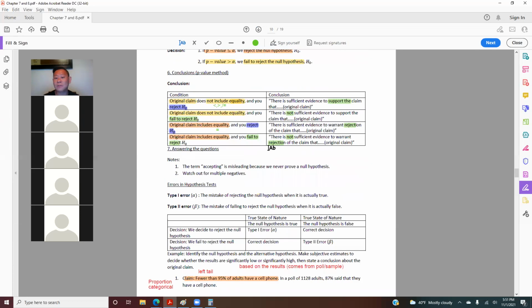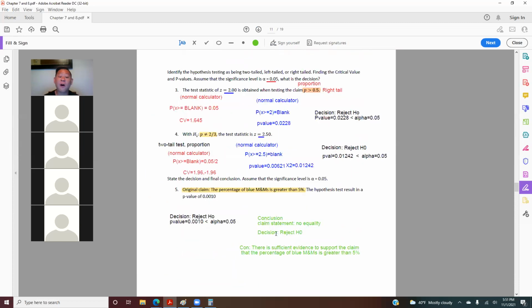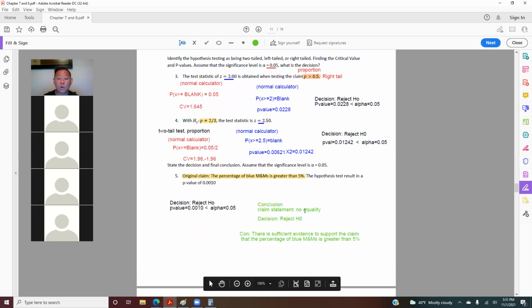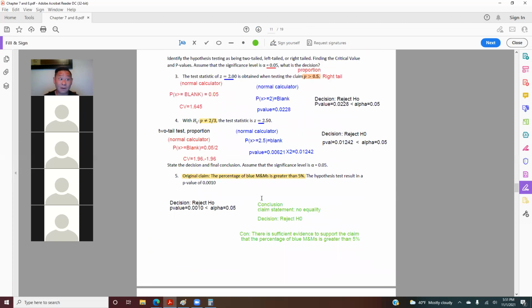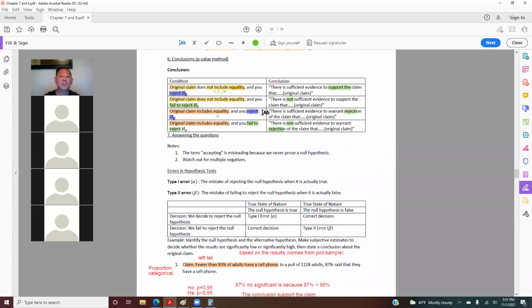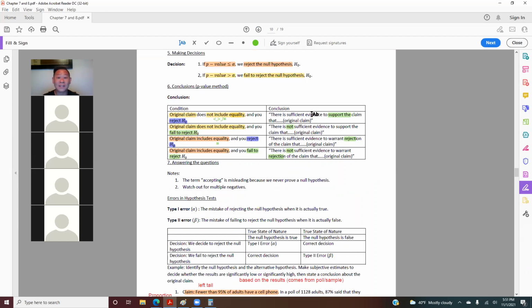You see all the tables here, they've got the original claim. This original claim is copied and pasted from the original claim given in the question. You actually have to write it out literally. So this is how you do your conclusion based on your decision here and based on your claim statement. Yes, this is difficult, and this is the first time you guys see it, and we'll be using this table for chapter 8, chapter 9, and chapter 10. So the last three chapters, we are using this. So this table is super, super important.